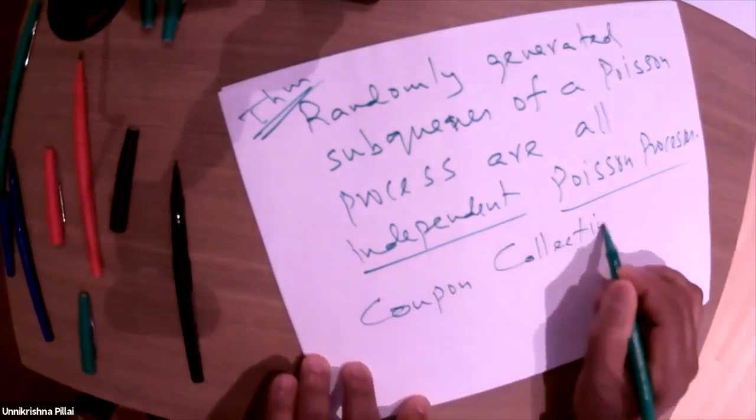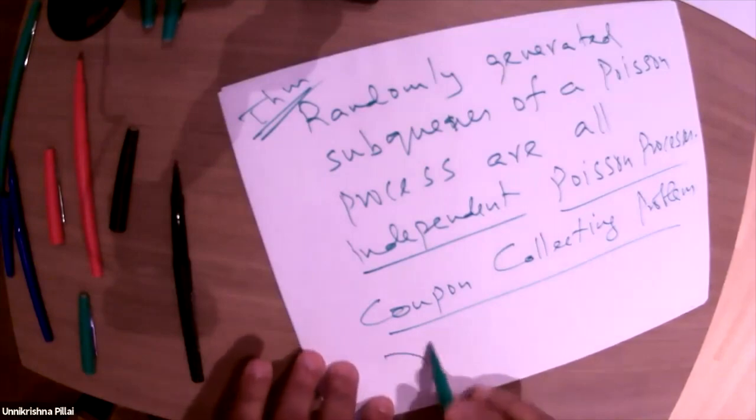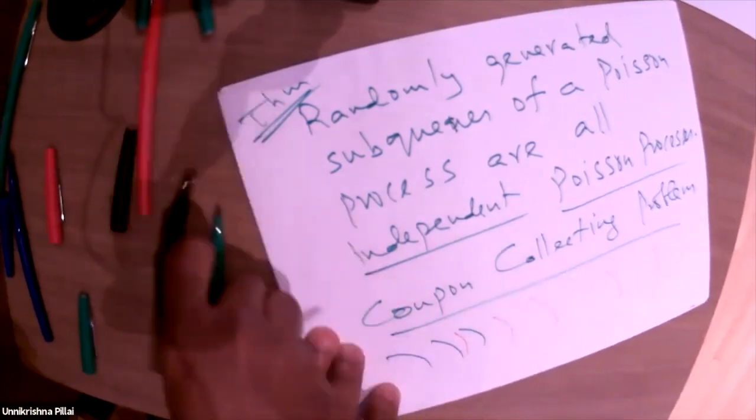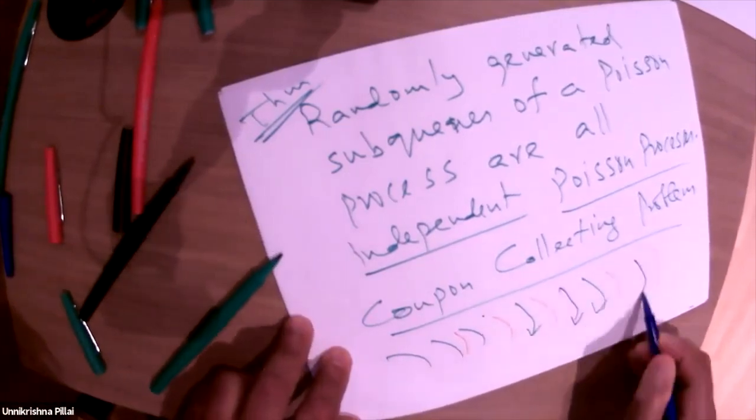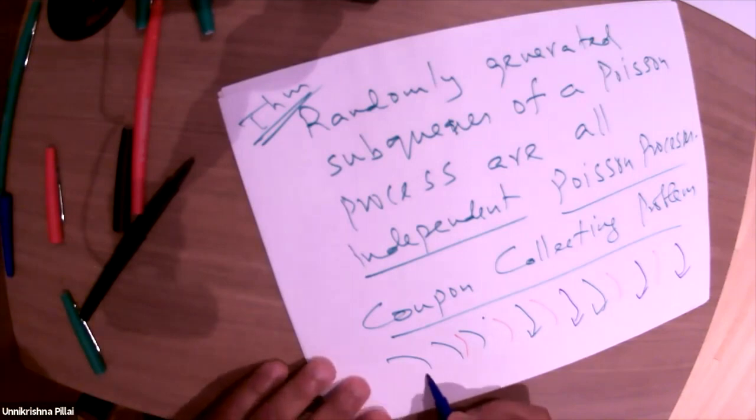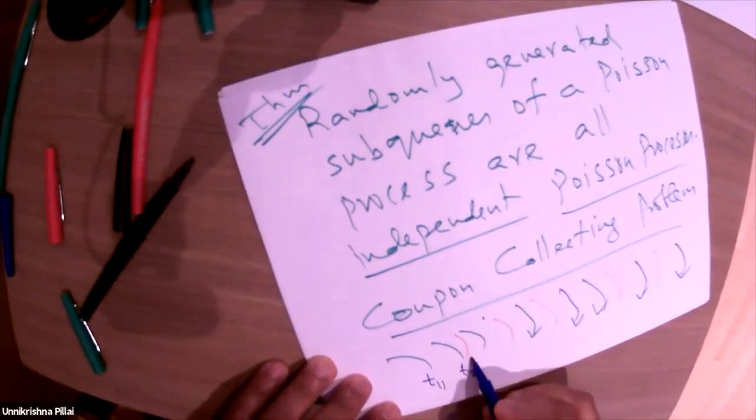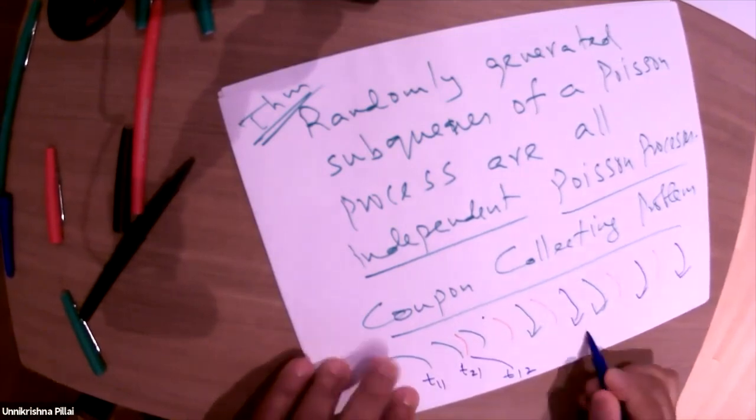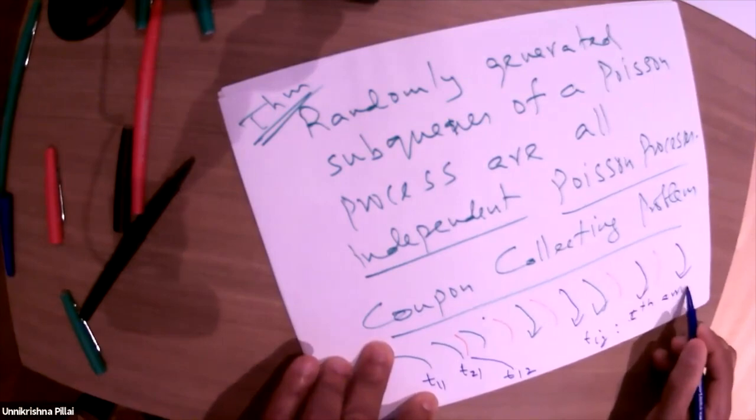If you mix up two types of Poisson processes, or maybe three types of Poisson processes. So I have three colors here, right? Green, blue, and red. So this is the first arrival of the first process. This is the second arrival of the first process. This is the first arrival of the second process, right? So Tij means, what did I say? The ith arrival of the jth process.